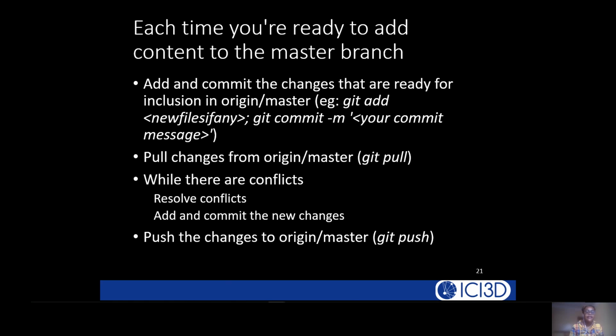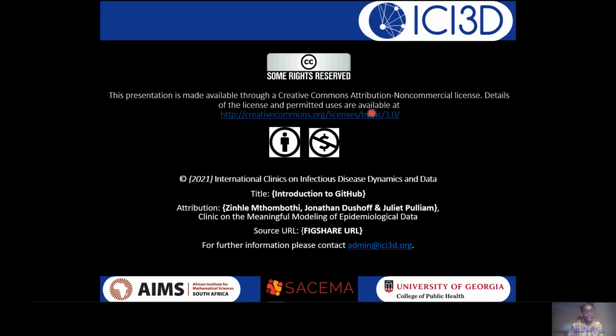Then if there are conflicts, you need to make sure that you resolve them before you can push. After that, you can add and commit the new changes, then push the changes to the origin master. So in conclusion, before you work on your group project, please always pull and make sure you have the most recent version. Before you push, after adding and committing, pull again to make sure you have the most recent version. And if anything happens, always sort out any conflict resolution before you push.